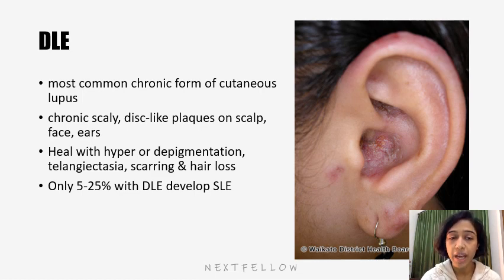These are scaly plaques which will heal with hyperpigmentation as well as depigmentation, depending again on the patient's skin type. So in darker skin types, they can heal with depigmentation, and then the area around the lesion will have hyperpigmentation. Other changes you can see in healed old lesions of DLE are telangiectasia. There will be scarring, and the alopecia, as I said, is scarring alopecia, so there will be hair loss as well. 5 to 25% of patients with discoid lupus erythematosus will eventually develop systemic lupus erythematosus. So it's not very common in a DLE patient.